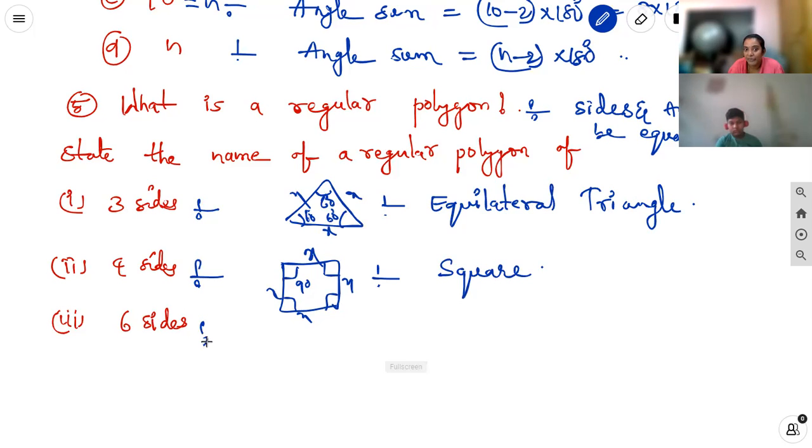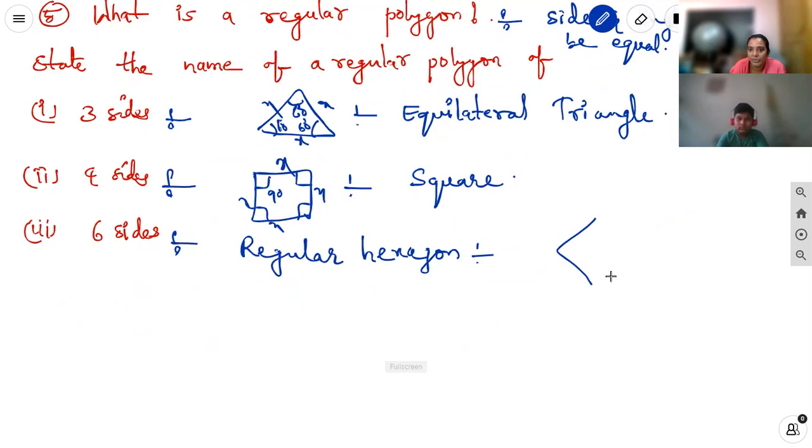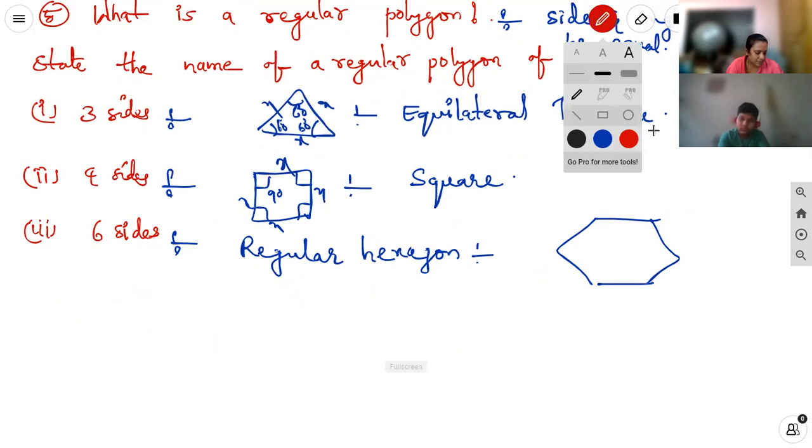Six sides, we can say 6 is hexa, so regular polygon means regular hexagon. Regular means all sides are equal. Hexagon means 6 sides: 1, 2, 3, 4, 5, 6. In this, 6 sides are equal and 6 angles should be equal.